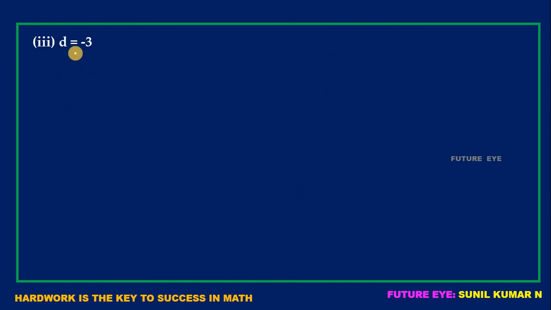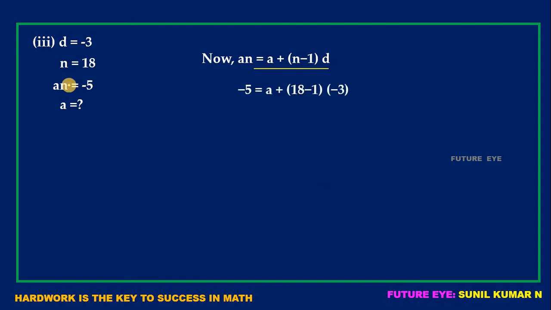Next, let us move on to another problem, children. Third one. So here D value is minus 3 and N value is 18. AN is minus 5. We need to find A value. Again, all these terms can be seen in only one formula, that is the nth term formula. So that is AN equals A plus N minus 1 into D. Now substitute all the values they have given, children. See, AN value is minus 5, I substituted in the place of AN. And A value we have to find, hence let it be A as it is. And N value is 18, put 18 in the place of N. And in the place of D, put minus 3.